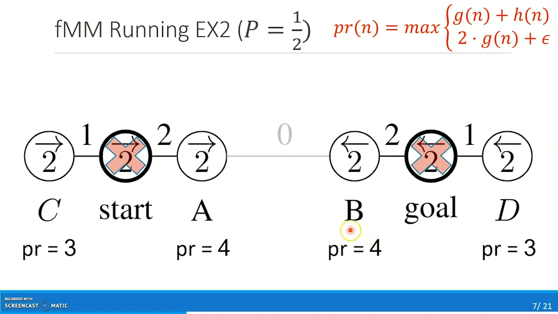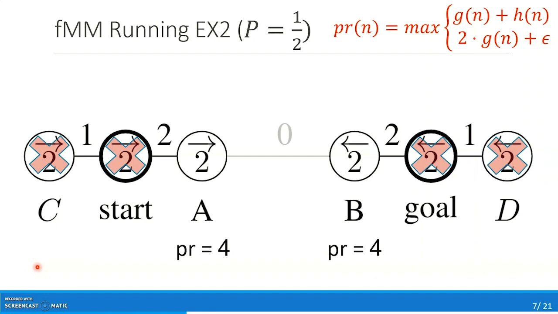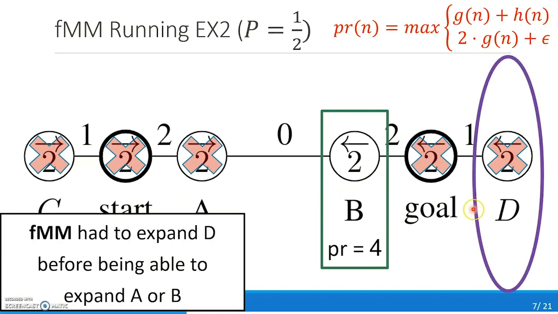And D and B are generated, which are symmetrical to C and A. Both C and D have the minimal priority values, so they need to be expanded before moving on to expand A and finding the optimal solution. Here I want you to remember that D had to be expanded before an optimal solution was found.